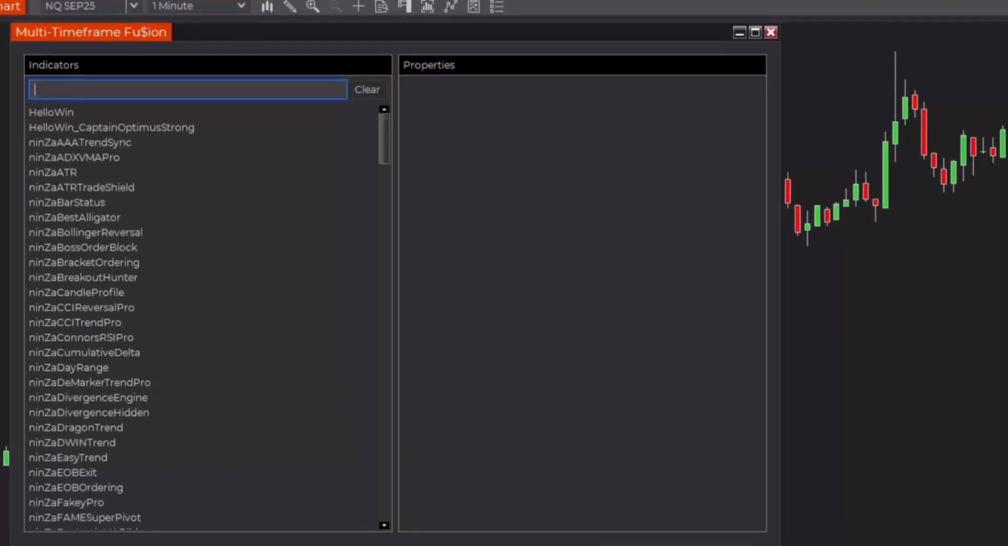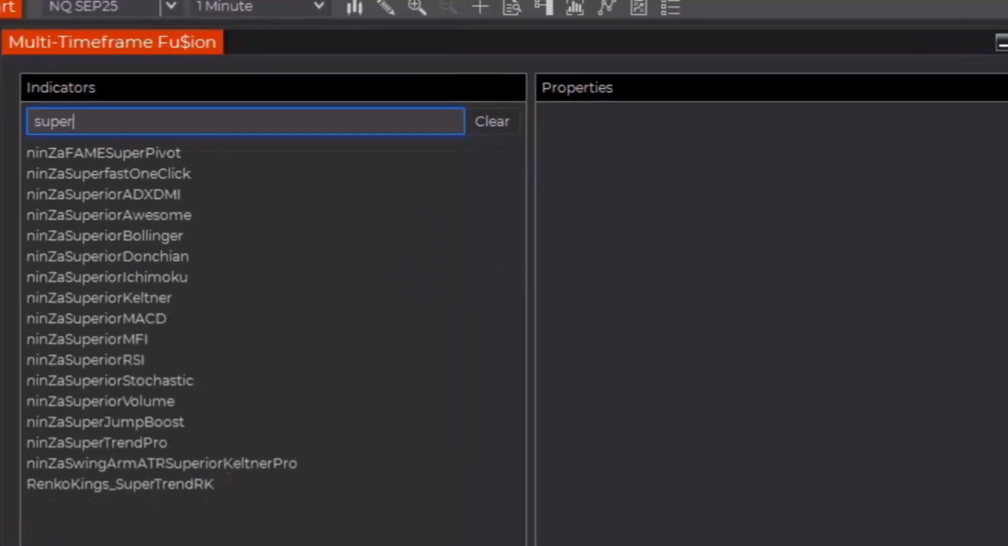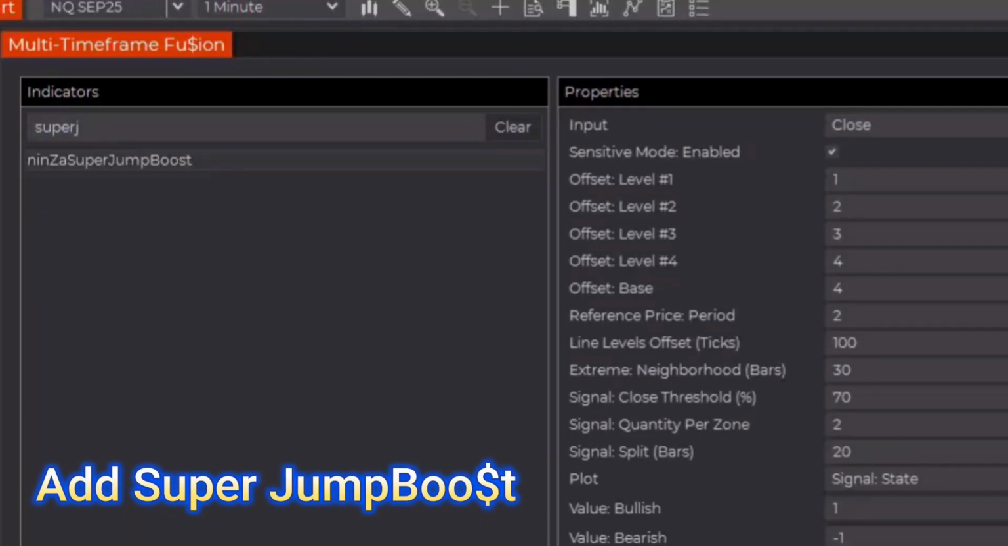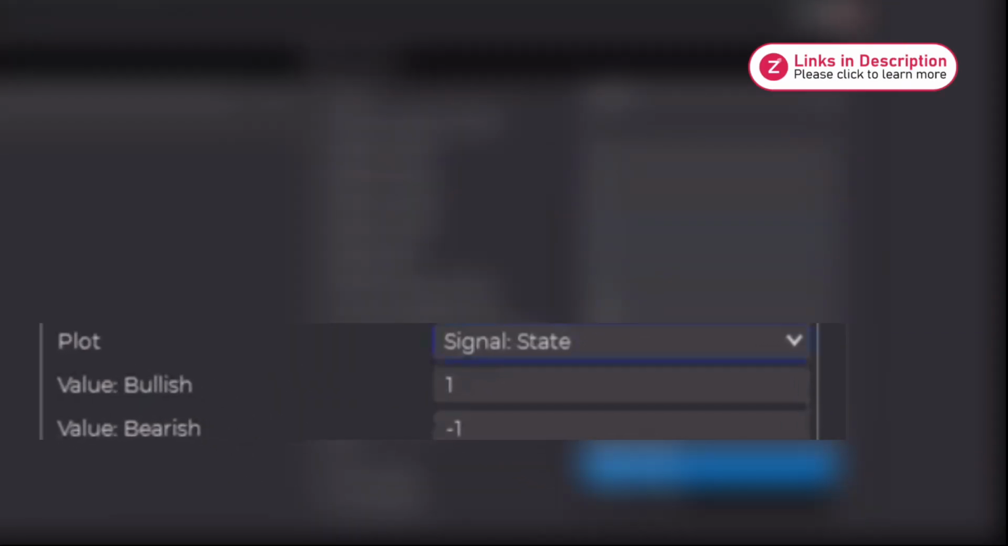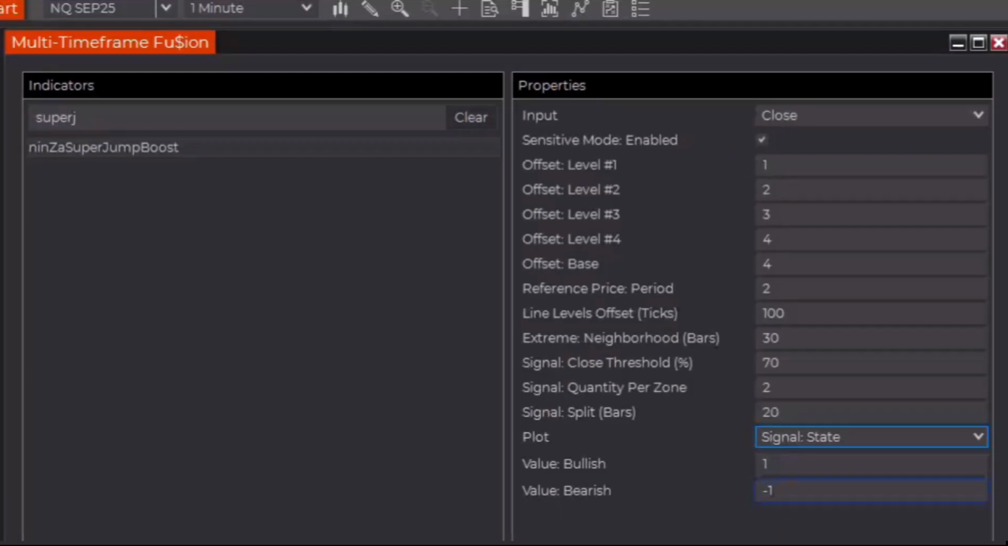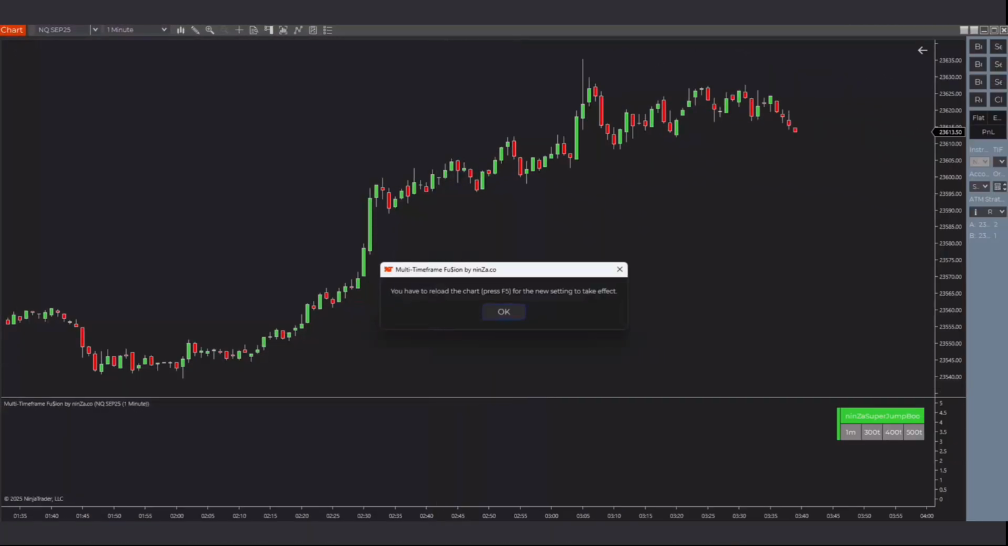multiple timeframes. Here, when selecting the signal encoding, make sure to choose the correct type specific to Super JumpBoo. Signal state 1 for bullish signals, and signal state -1 for bearish signals.